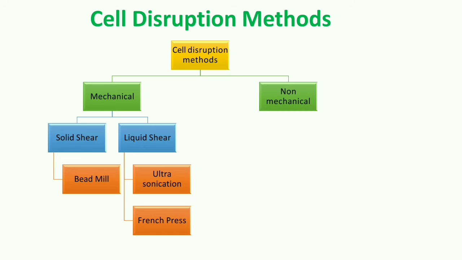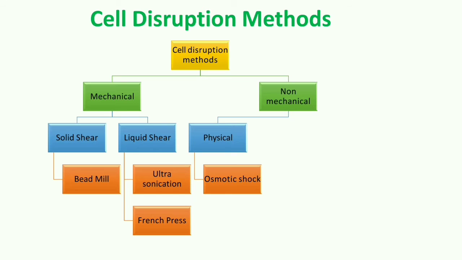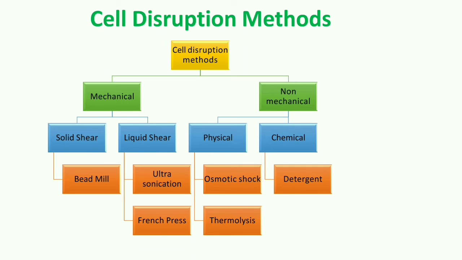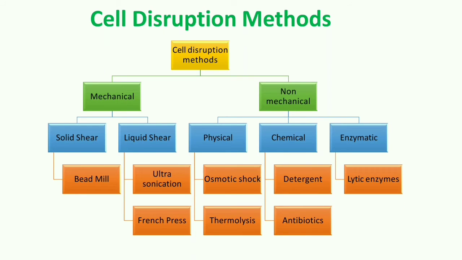Non-mechanical forces can be divided into physical, chemical, or use of enzymes for bringing about cell disruption. The physical methods include subjecting the cells to an osmotic shock or thermolysis. In chemicals, one can use detergents to bring about cell disruption. One can also use antibiotics to bring about cell disruption. Enzymatic methods use lytic enzymes to rupture the cell membrane. Now let us see one by one each example in detail.